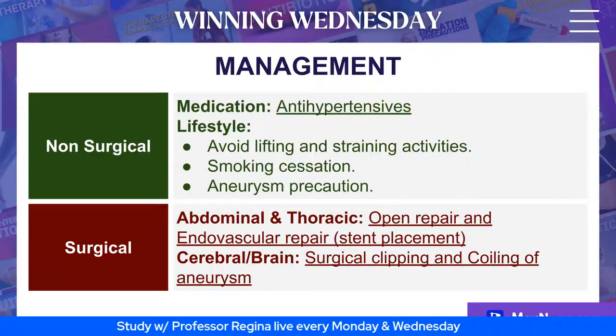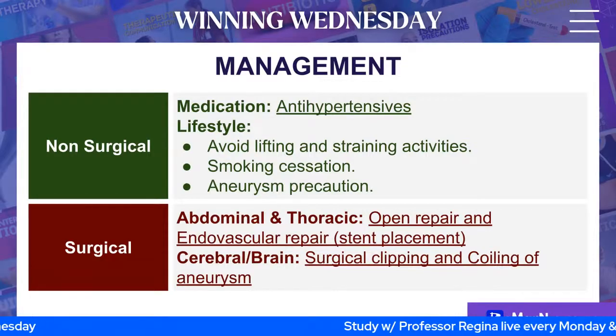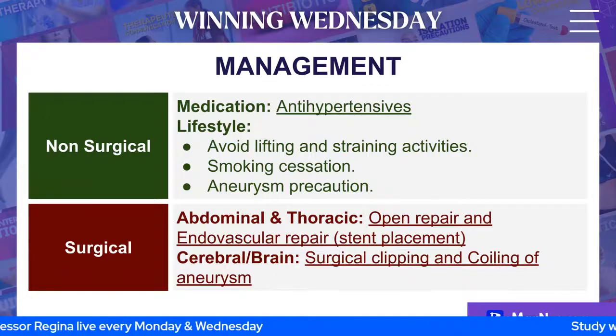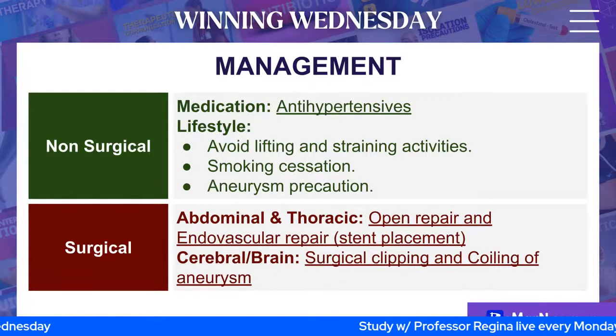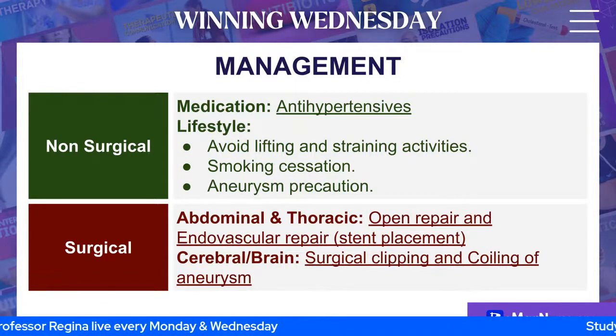We don't want the patient doing any kind of heavy lifting. We also want to make sure that their diet is appropriate. Okay. Surgical options in abdominal and thoracic, surgical repair can take place, and you would open up where that vessel is and do an endovascular repair or stent placement. If the patient has a cerebral or brain aneurysm, you could do surgical clipping and coiling of the aneurysm as well.